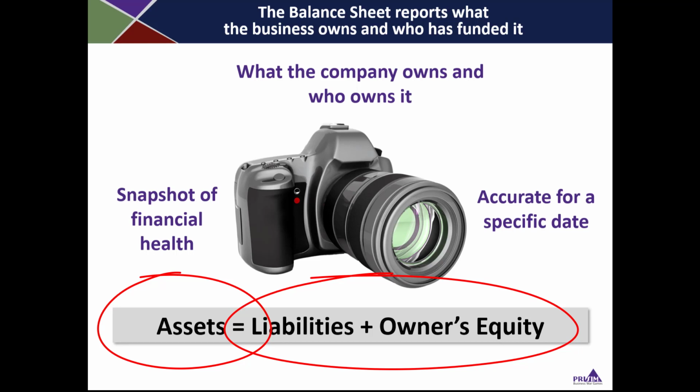And the balance sheet shows where the company is at a specific point in time. It shows the financial position of the company on the date that's noted on the statement. But it doesn't show how the company got to that position or where it might be headed in the future. It's a snapshot in time.